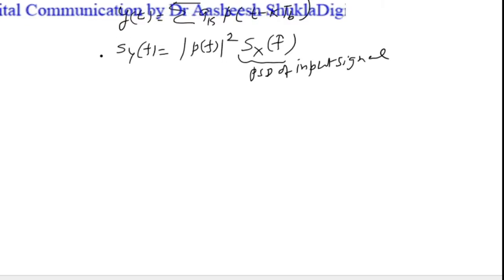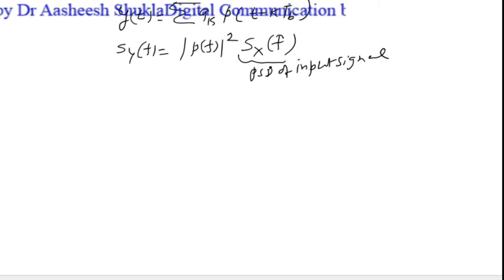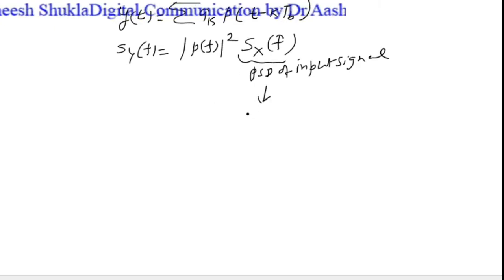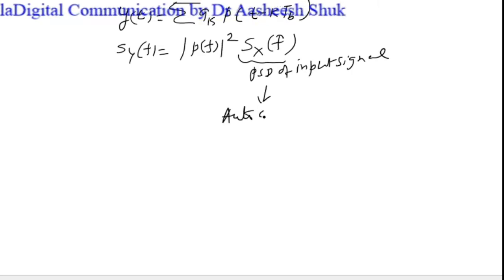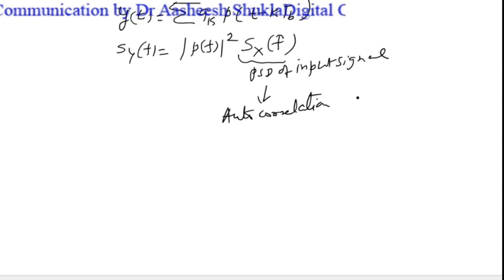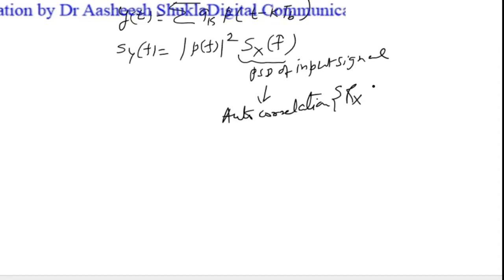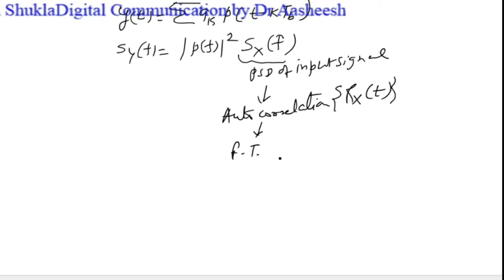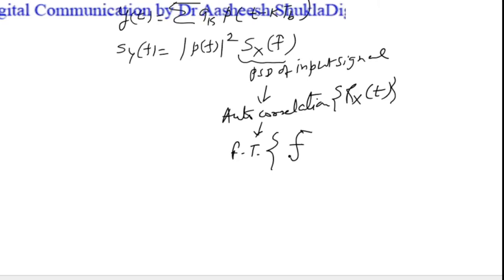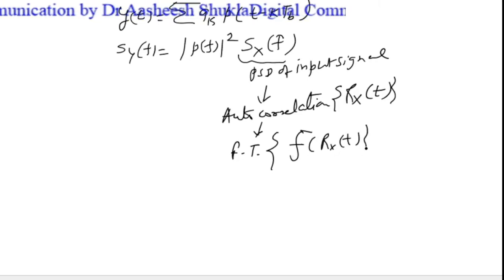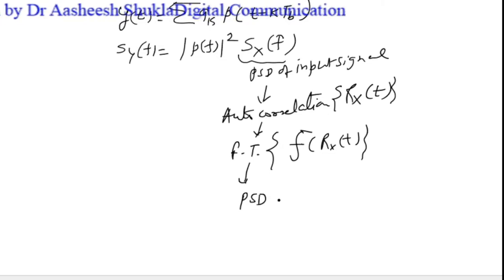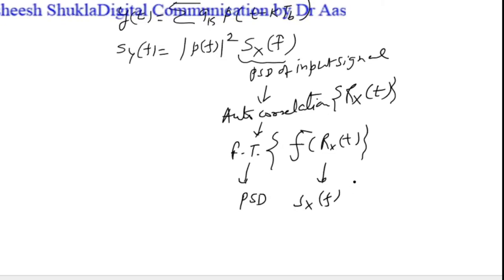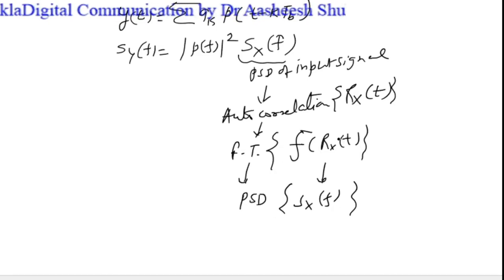So to get the power spectral density of a line coded signal, we have to find the power spectral density of the input signal. To get it, first we have to take the autocorrelation of this input signal, which can be named R_X(t), and then we have to take the Fourier transform of this autocorrelation function. The outcome will be the power spectral density, right? So this is the concept. First we have to calculate the autocorrelation of our input signal.